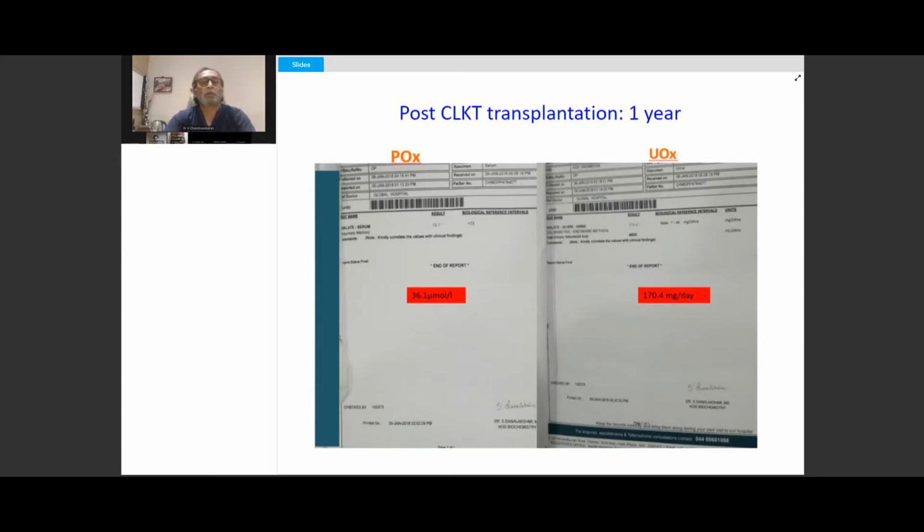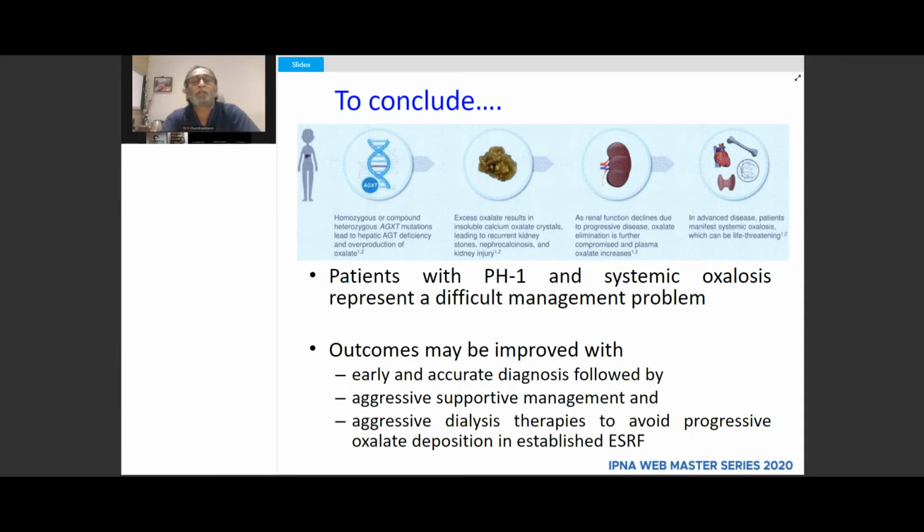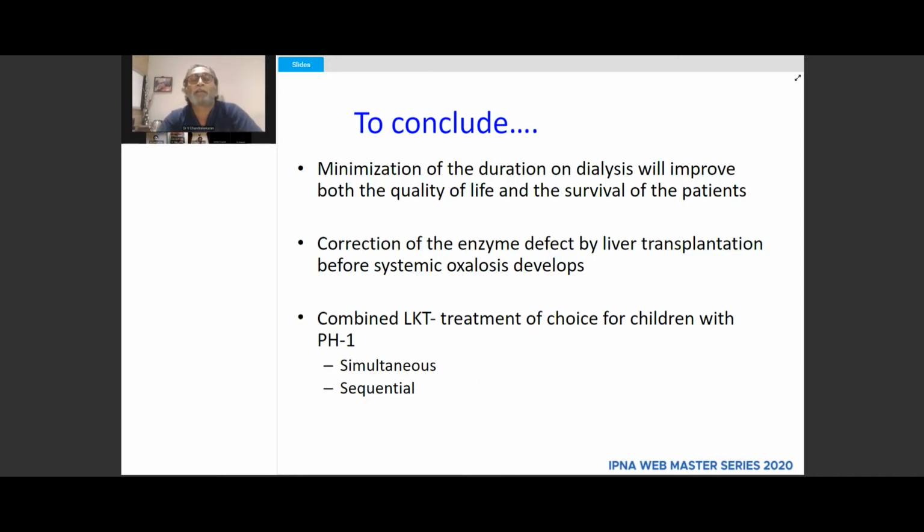So to conclude, patients with PH1 and systemic oxalosis represent a difficult management problem. Outcomes may be improved with early and accurate diagnosis followed by aggressive supportive management, aggressive dialysis to prevent oxalate deposition, and established renal failure. Minimization of the duration of dialysis will improve both the quality of life and survival of the patients. Correction of the enzyme defect by liver transplantation before systemic oxalosis develops is prudent, and CLKT is the treatment of choice, simultaneous or sequential based on the phenotypic variation in the individual. Thank you.